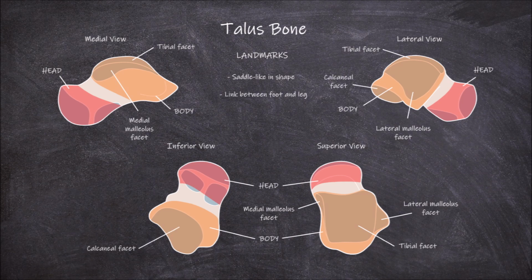The posterior surface of the body region has a rough projection extending from it known as the posterior process. This process has a lateral tubercle and a medial tubercle separated by a groove.